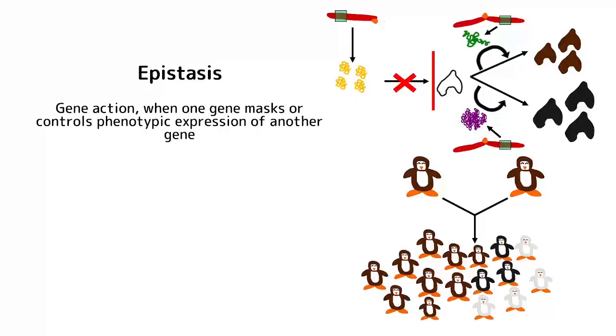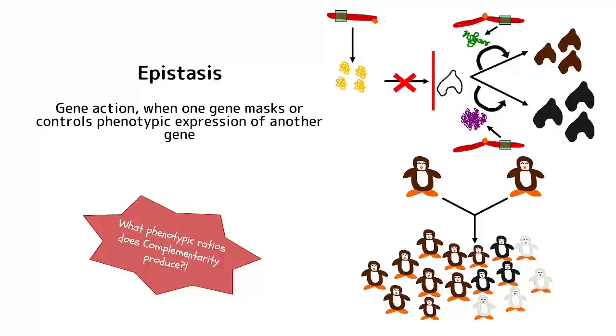In the first case, we saw that two genes work together to create a phenotype, but for this case, they both do that too, but one determines if the other gets expressed at all. So, what phenotypic ratios does epistasis produce?